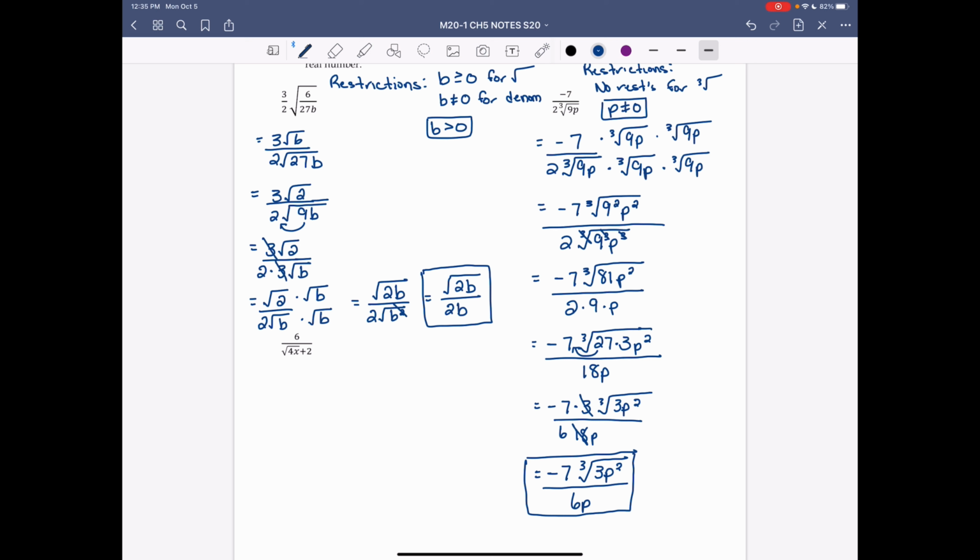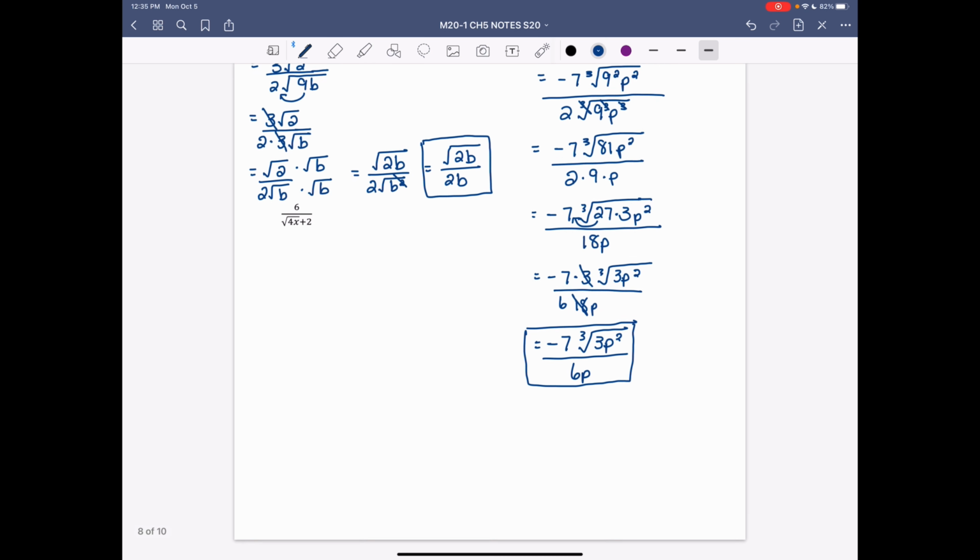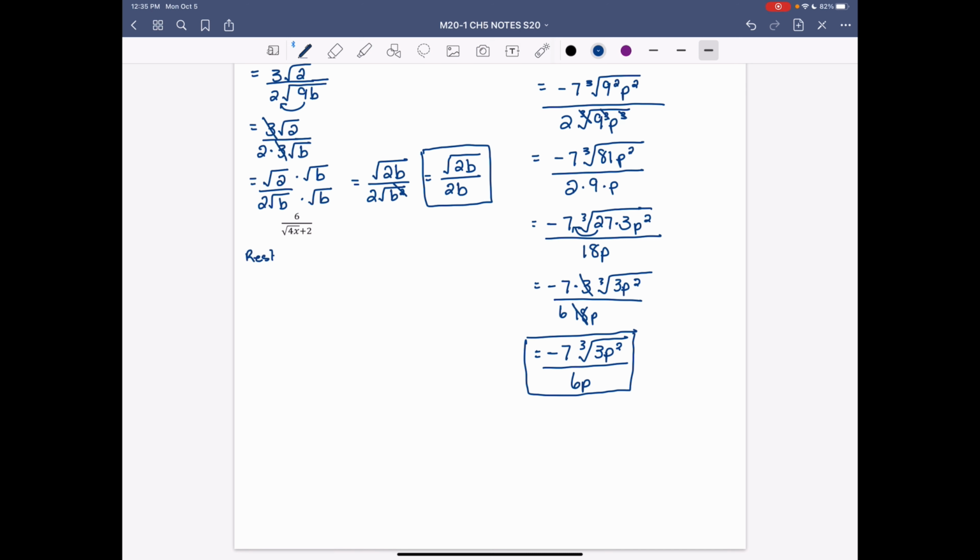Last example, 6 over the square root of 4x plus 2. Starting with restrictions, we have 4x under a square root, so 4x has to be greater than or equal to 0, which means x has to be greater than or equal to 0.